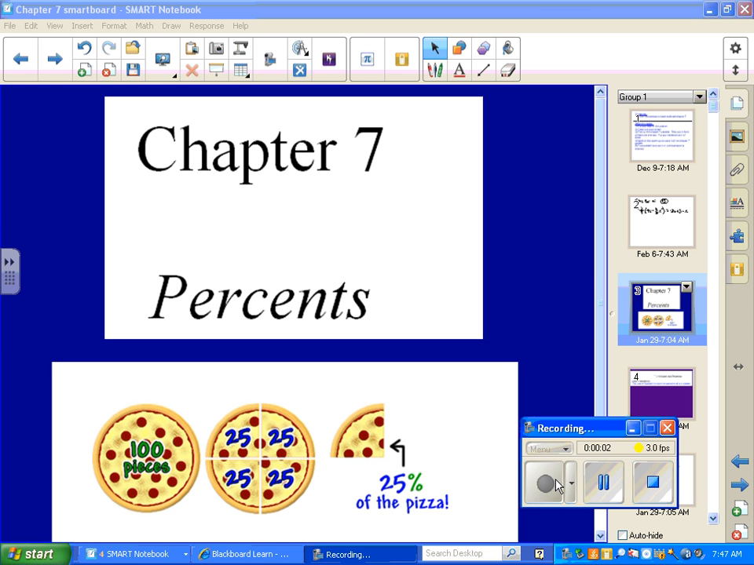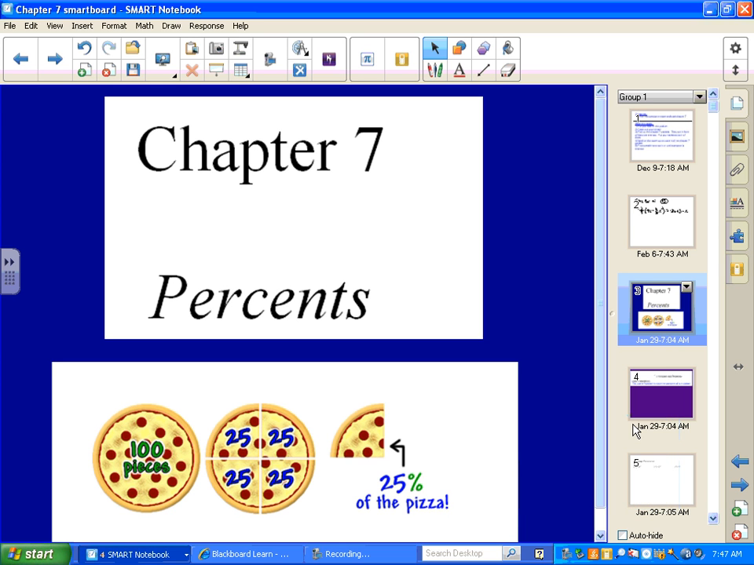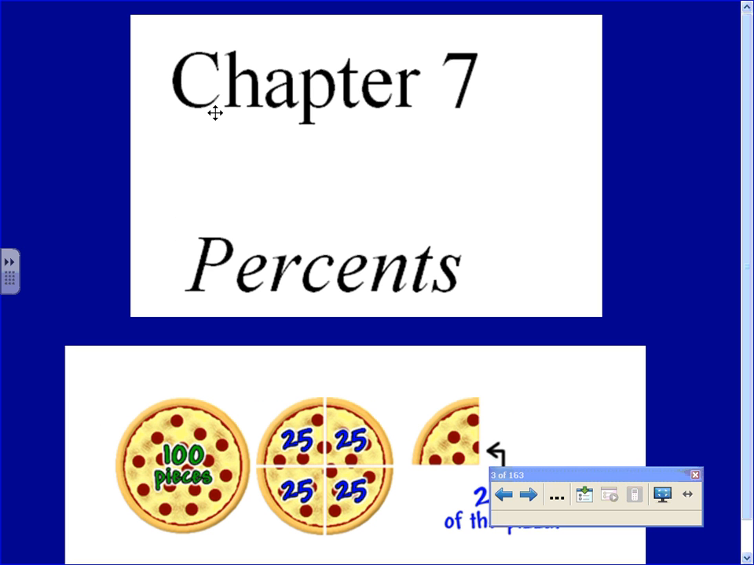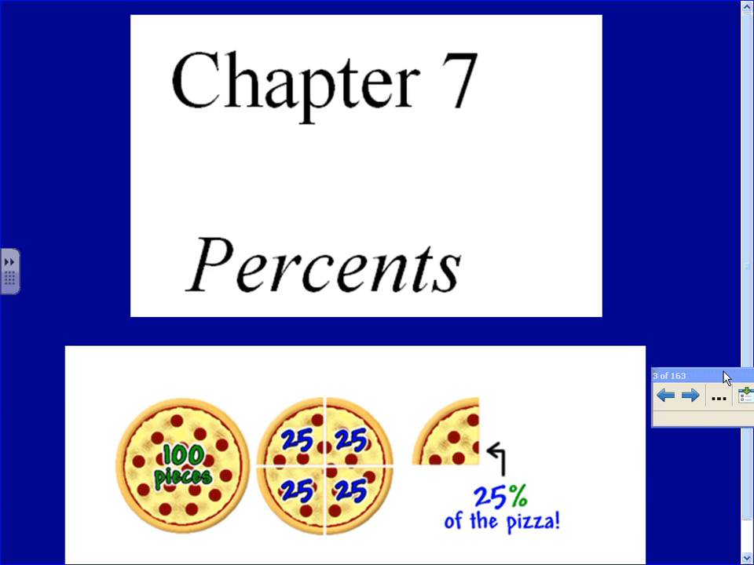Okay, sixth grade, our objective today is to start chapter 7. Chapter 7 is all about percents. So I'd like to get through the first two sections today if possible. 7.1 is just an introduction. How do you convert a fraction to a decimal to a percent, and vice versa. Okay, going the other way as well.